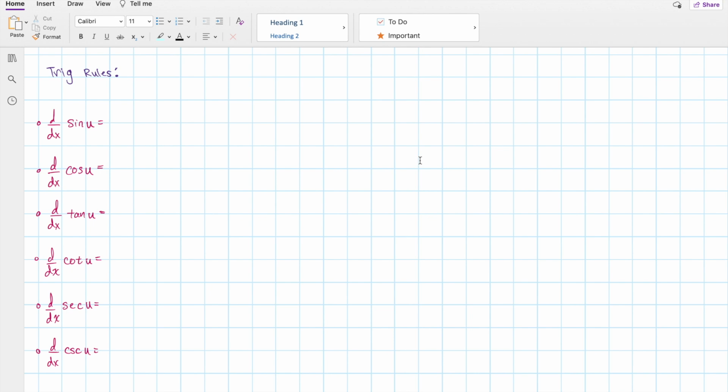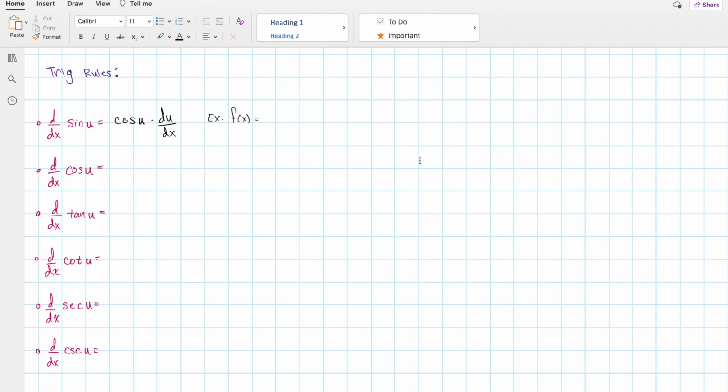So let's begin. The derivative of sine of u, and u is going to represent some sort of function or something we're plugging into this trig function, is going to be cosine of u times, this is where the chain rule happens, times du over dx. So basically we're saying cosine of u times the derivative of whatever u is.